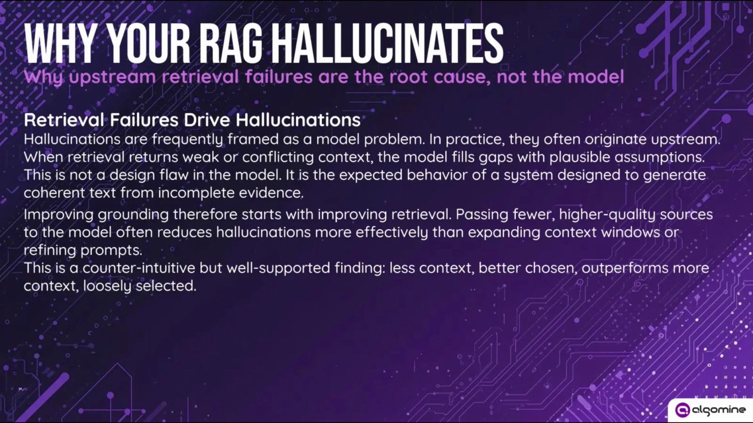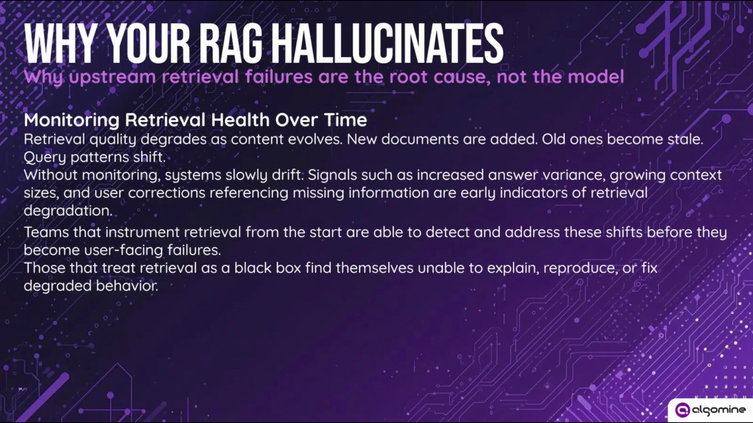Hallucinations are often framed as a model problem. In practice, they originate upstream. When retrieval returns weak or conflicting context, the model fills gaps with plausible assumptions. This isn't a flaw. It's expected behavior from a system designed to generate coherent text from incomplete evidence. Here's a counterintuitive finding. Passing fewer, higher quality sources to the model reduces hallucinations more effectively than expanding context windows or refining prompts.